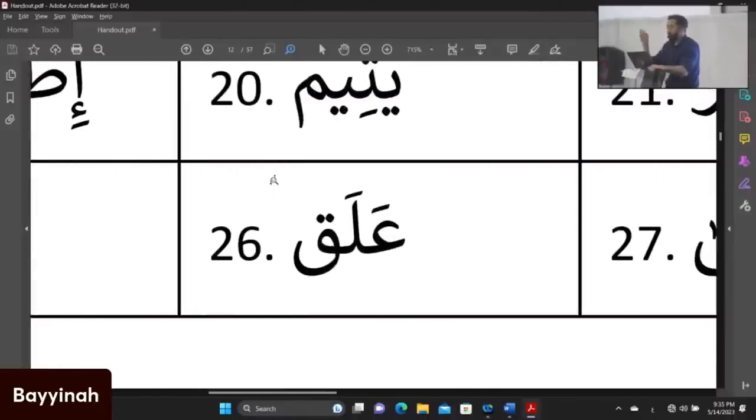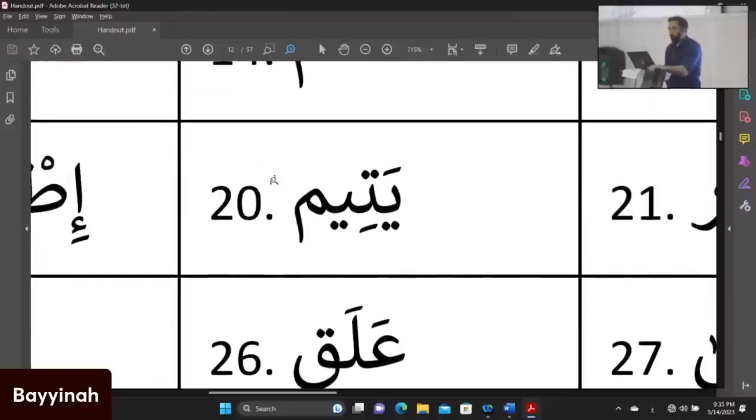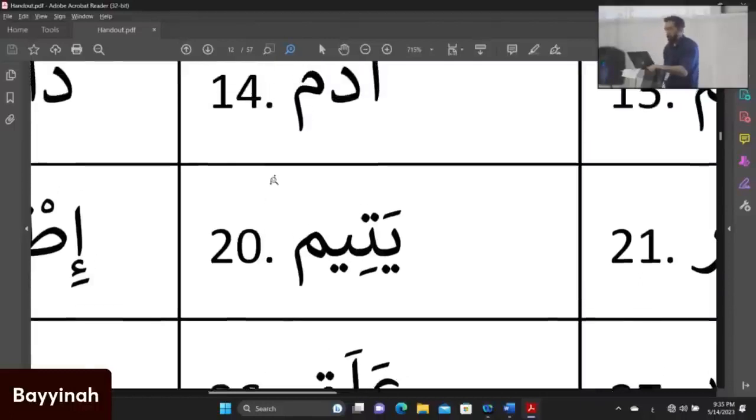Alaq, clot. Alaq, Arabic word. Fully flexible. Help me out here. Rafa', nasab and jar. Alaqun, alaqan, alaqin. Yatim means an orphan. Fully flexible. Give it to me, come on. Yatimun, yatiman, yatimin. Good job.